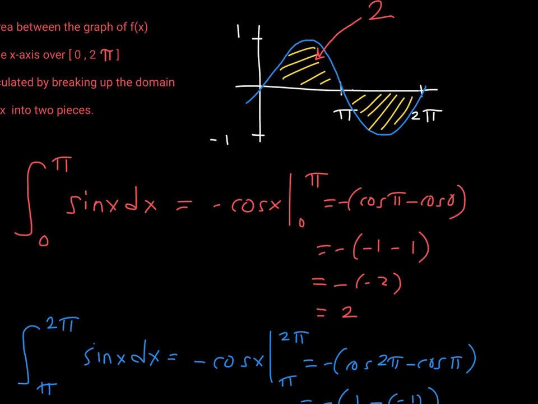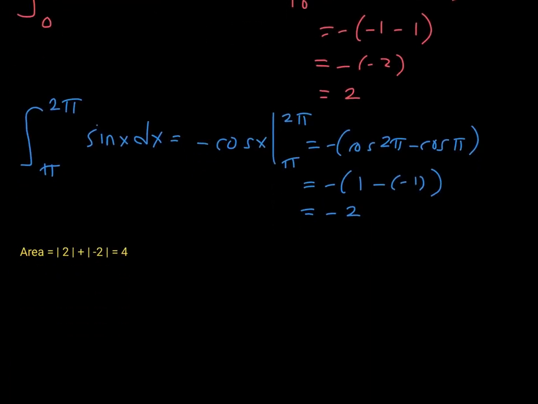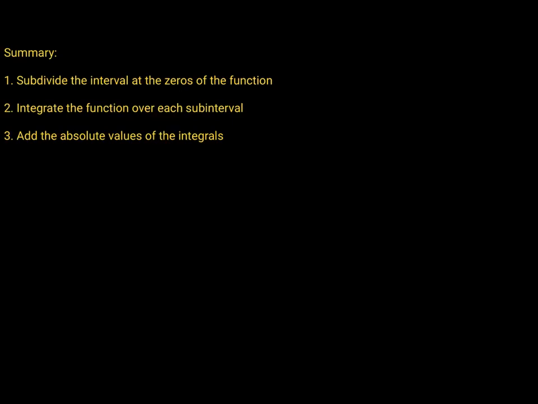So let me give us a little summary or a little plan of action. All right, folks, this is our plan of action. It's going to be important for us to find the zeros of the function so that we can subdivide our domain, or the interval that we're considering. We'll integrate the function over each subinterval, and then we can add the absolute values of those contributions.